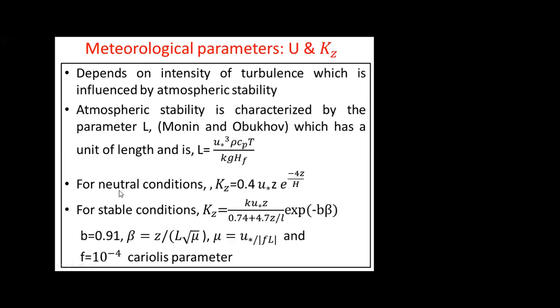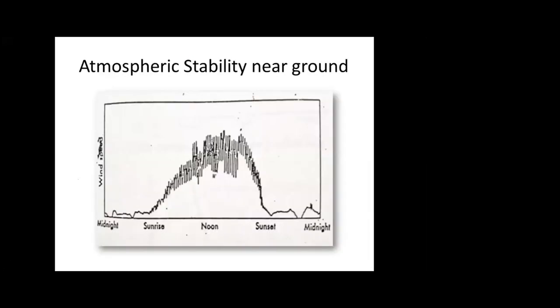And here I have mentioned the conditions. Number one is the neutral condition, and another is the stable condition. So what actually are these two conditions? These two conditions are characteristics of the atmosphere. Let us understand this by a simple diagram here. Look at it. This is a very interesting diagram, and it gives you the complete idea of how the pollutants are affected by atmospheric stability.